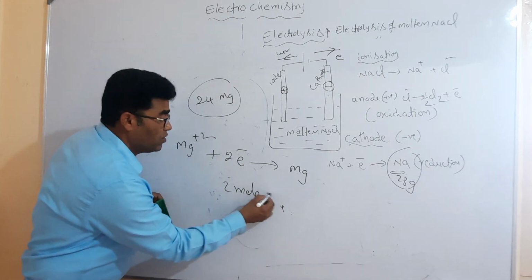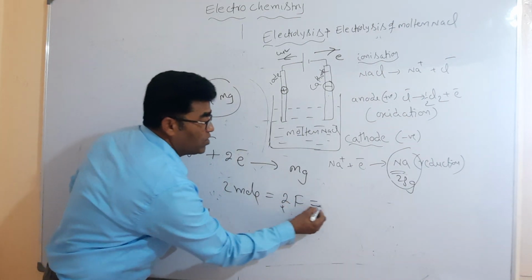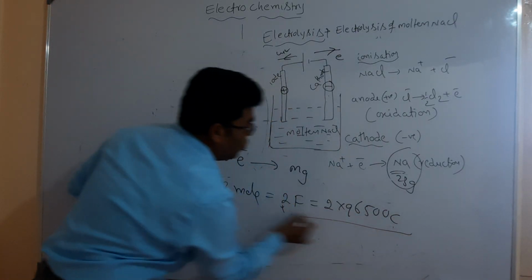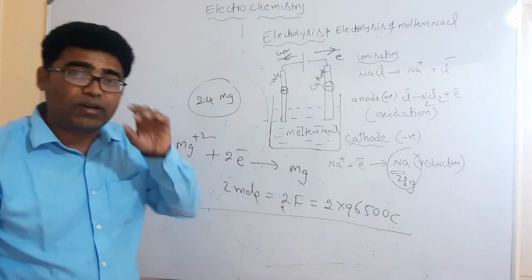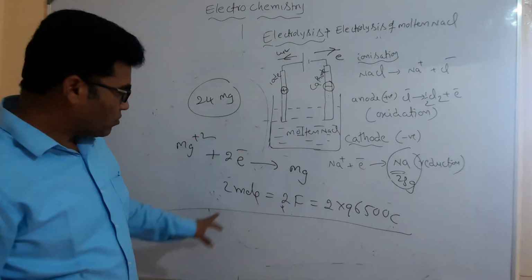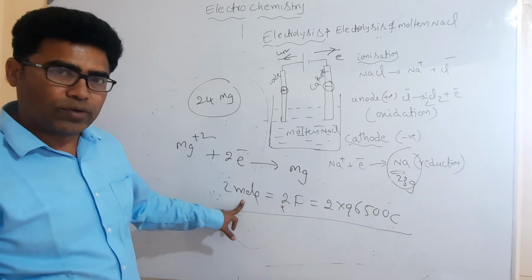2 mole means 2 Faradays. This is equal to 2 into 96,500 coulombs. So 2 mole, 2 Faraday.